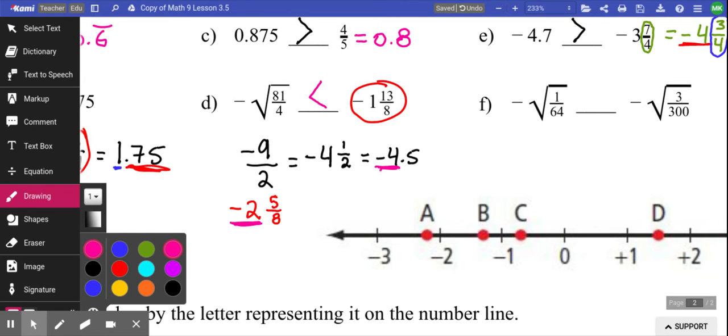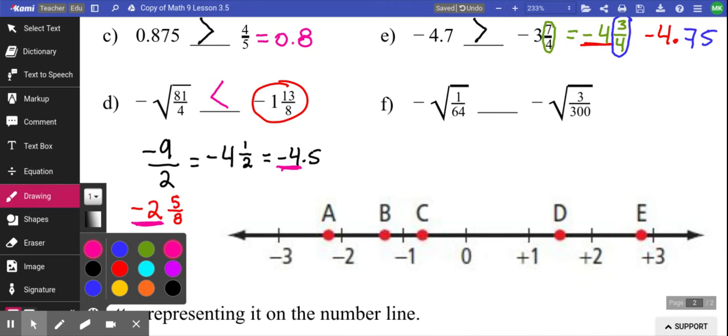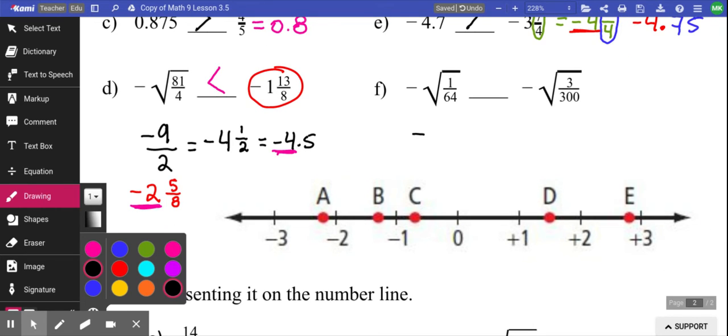The last one. The square root of 1. So what times itself equals 1 would be 1. 1 times 1 is 1. So the square root of 1 is 1. For 64, two numbers that multiply that are the same to be 64 would be 8. 8 times 8 is 64.